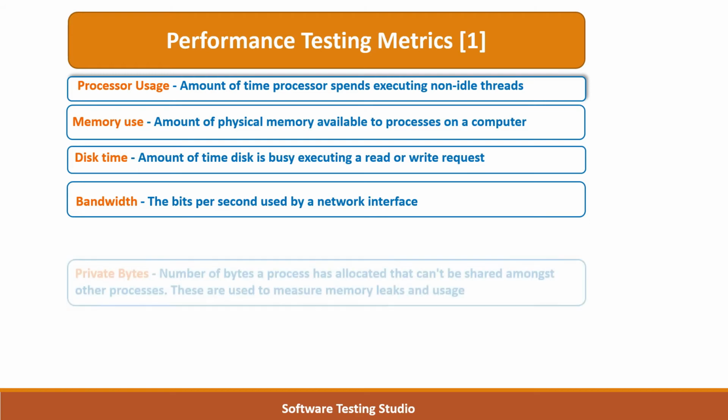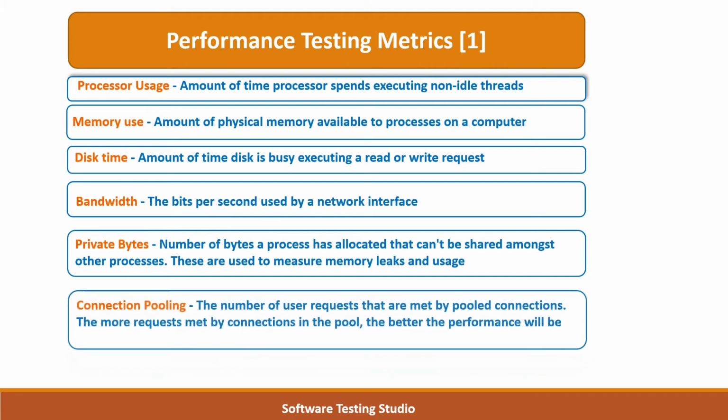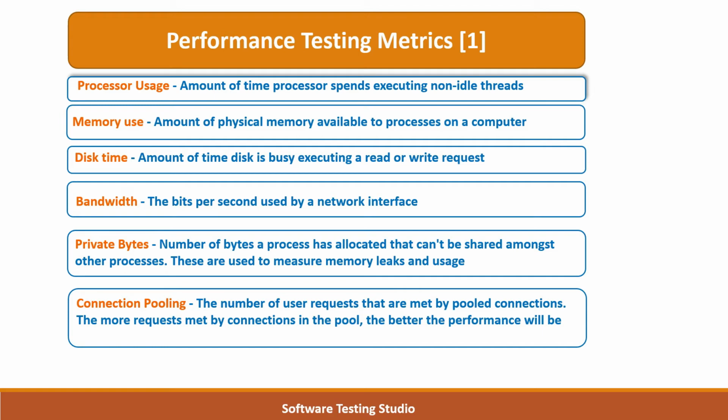Private bytes. The number of bytes the process has allocated that cannot be shared amongst other processes. These are used to measure memory leaks and usage. Connection pooling, the number of user requests that are met by pooled connections. The more requests met by connections in the pool, the better the performance will be.